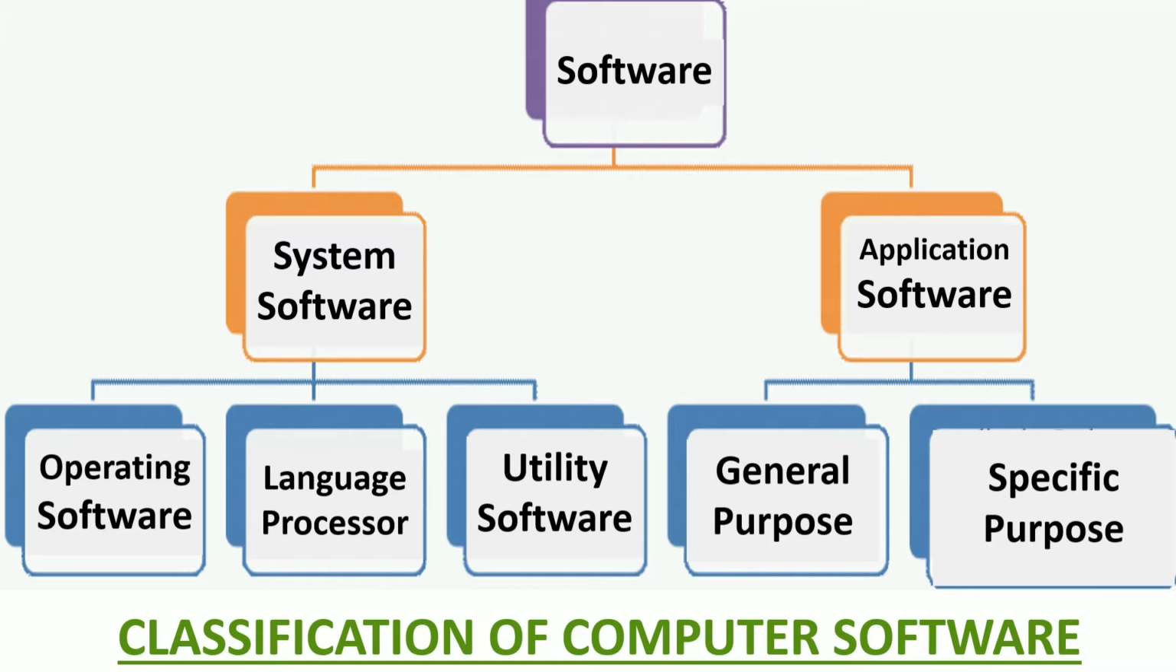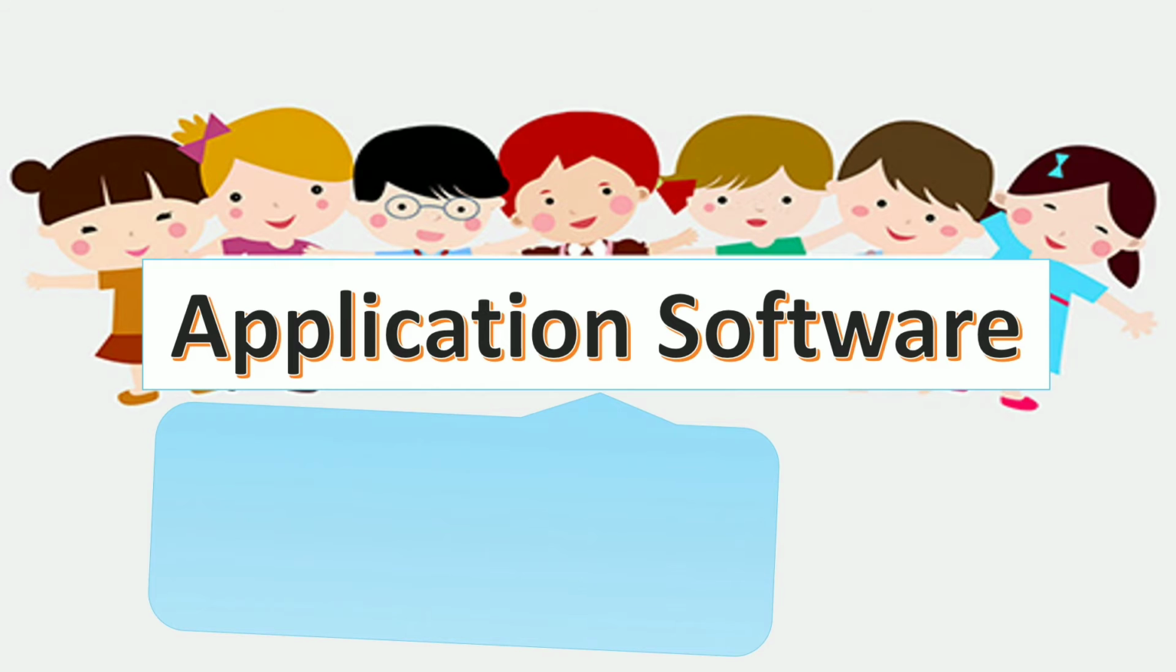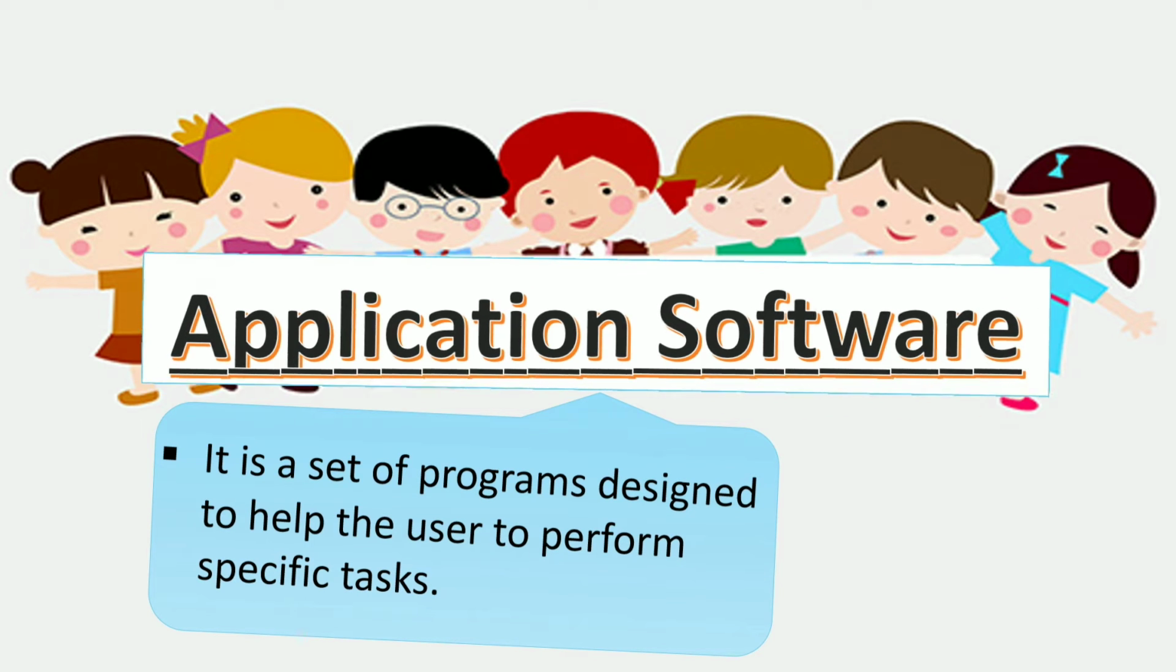Classification of computer software. Students, in previous session we have seen system software in detail. Now in this session we will see application software in detail. Okay, let's start. Application software. It is a set of programs designed to help the user to perform specific tasks.